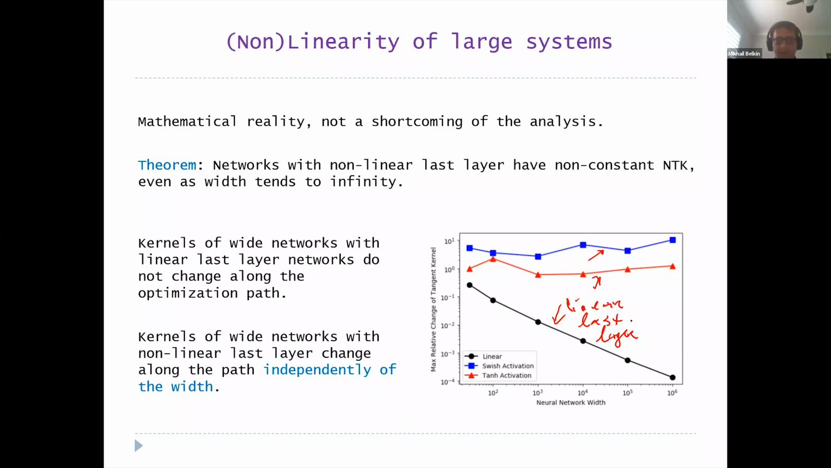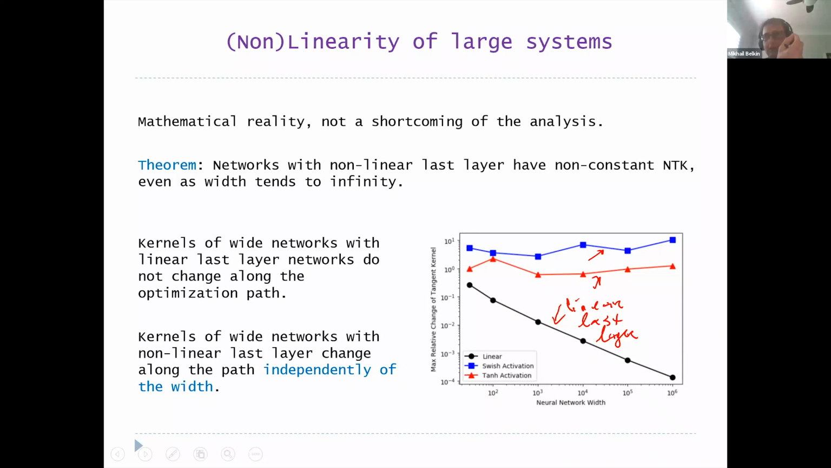So of course, if my tangent kernel is exactly constant, this would be 0, right? On the y-axis, I will have 0. So you can see as my network width grows, the linear last layer becomes more and more constant. This is exponential scale. So for like 10 to the 4, width 10,000, right? It's 10 to the minus 3 roughly. So it's almost constant. On the other hand, for nonlinear last layer, it essentially doesn't change.